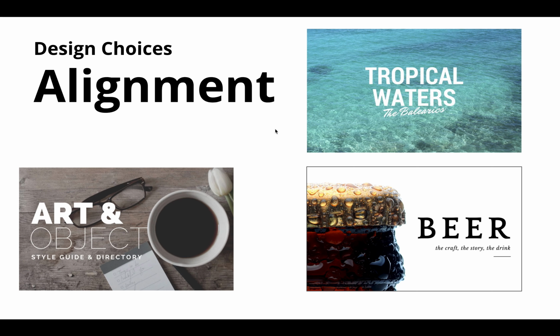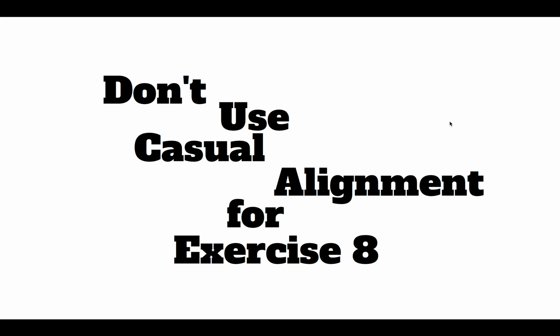There's actually another alignment I'm not talking about called justified, and that's where we would really make it align on both right and left. And sometimes you want to do that, like if we wanted to make this justified, I'd have to make this larger, so it would take up a larger area, and this would have to go a little larger too. The one thing I don't want you to do for exercise 8 is to use any kind of a casual alignment.